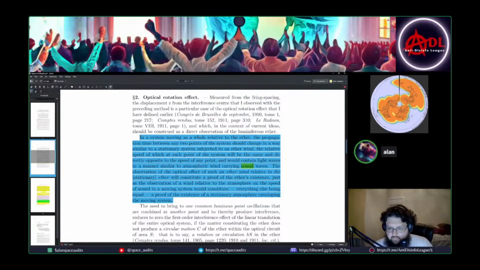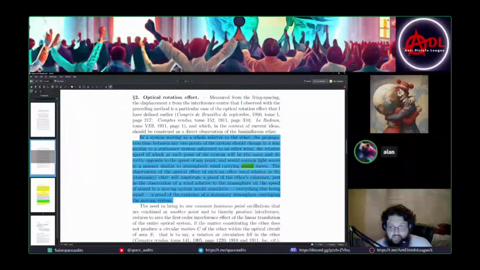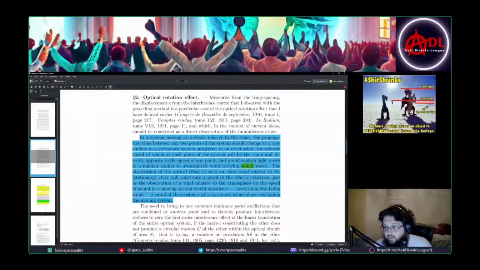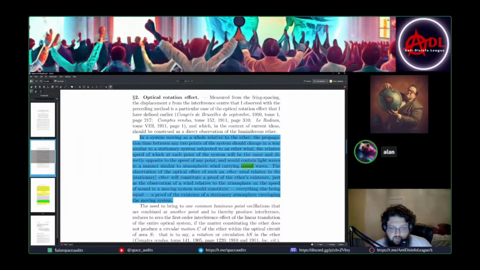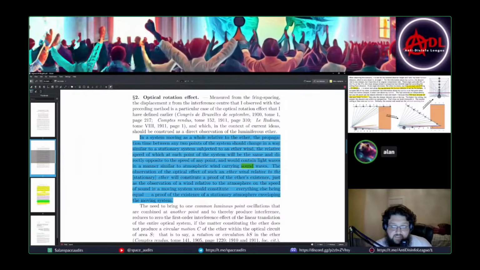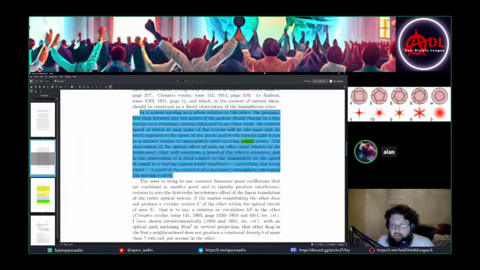The greater ether vortex, right? So the observation of optical effects of such an ether wind relative to a stationary ether will constitute a proof of the ether's existence. So what he's talking about is a counter-propagating ether wind from a rotation within the atmosphere, the greater atmosphere, right? Just as the observation of wind relative to the atmosphere on the speed of sound on a moving system would constitute, everything else being equal, proof of the existence of a stationary atmosphere enveloping the moving system, right?